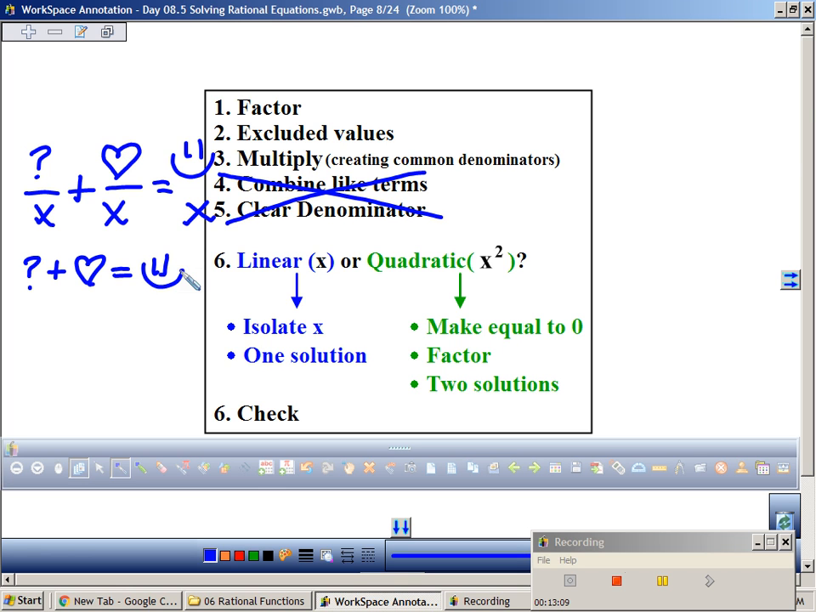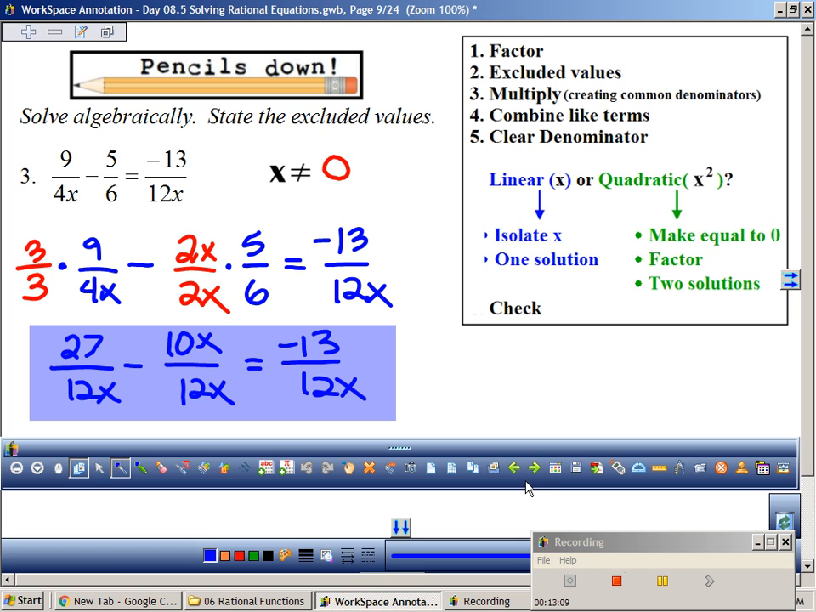Secondly, you've got to worry about whether or not, when we get here, it's going to be linear, in which case we solve it like Algebra 1. If it's going to be quadratic with an x squared, it's going to be more like Algebra 2. And that's what I'm going to do right now with you.